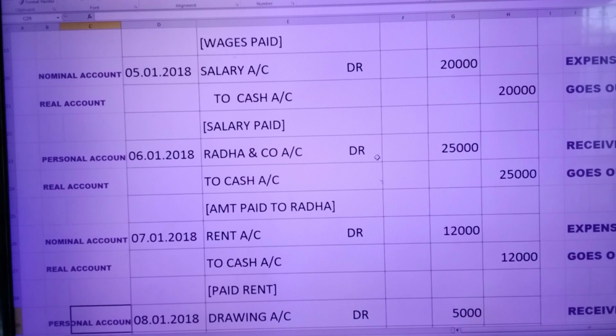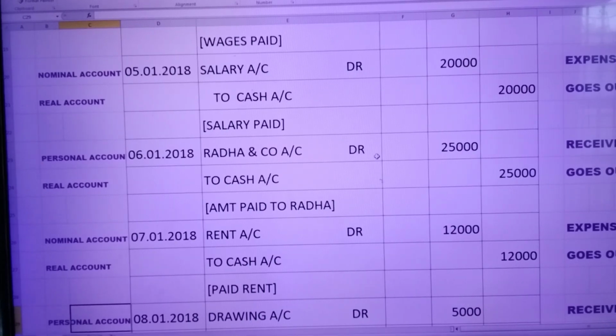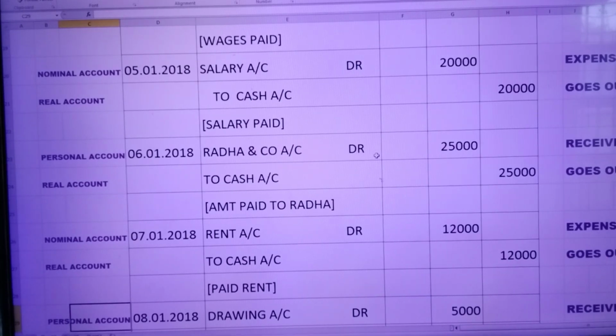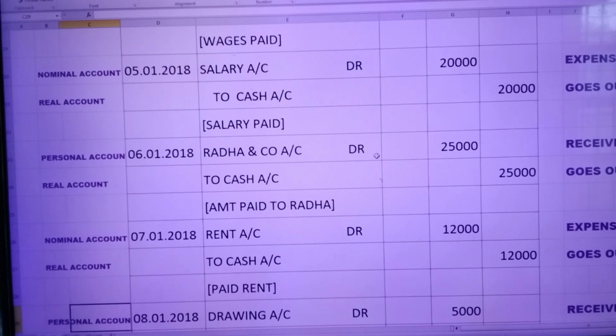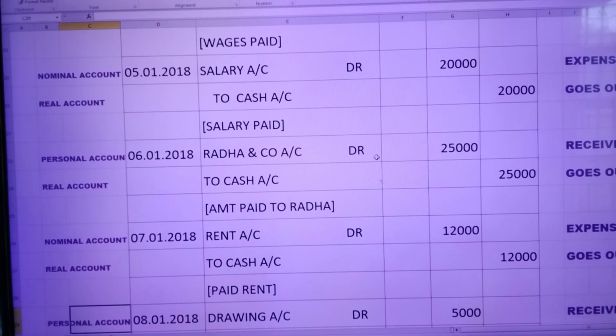Yes, no doubt. Two accounts are here. What is one account? One account is Radha and Co. What is the other account? The other account is cash only. Why? Paying Radha 25,000. Definitely Radha will come. What is paid? Cash is paid. So Radha and Co is one account, and the cash account is another account. Every transaction includes two accounts only. Now we know what the two accounts are.